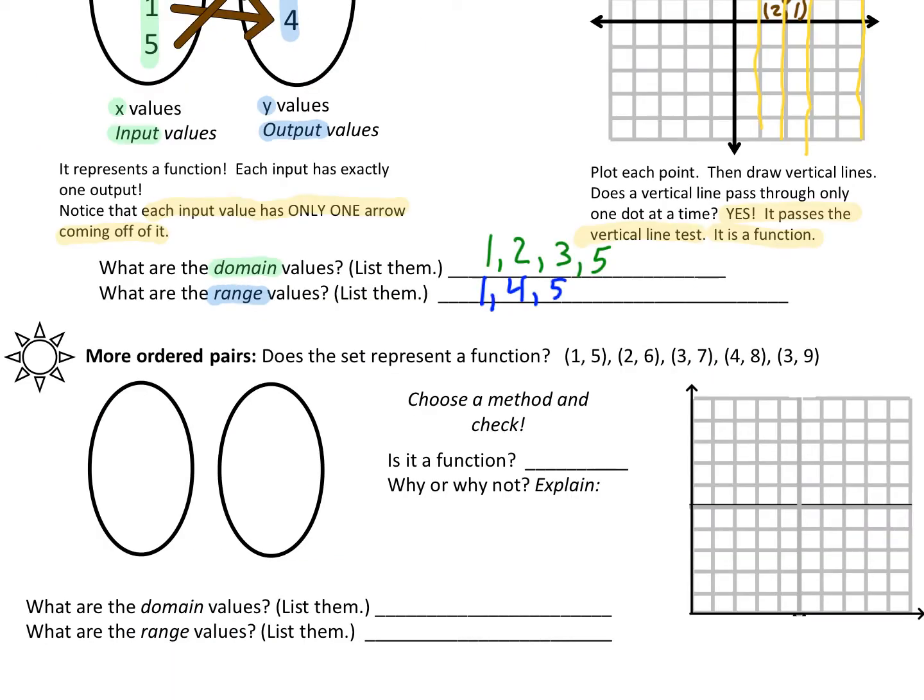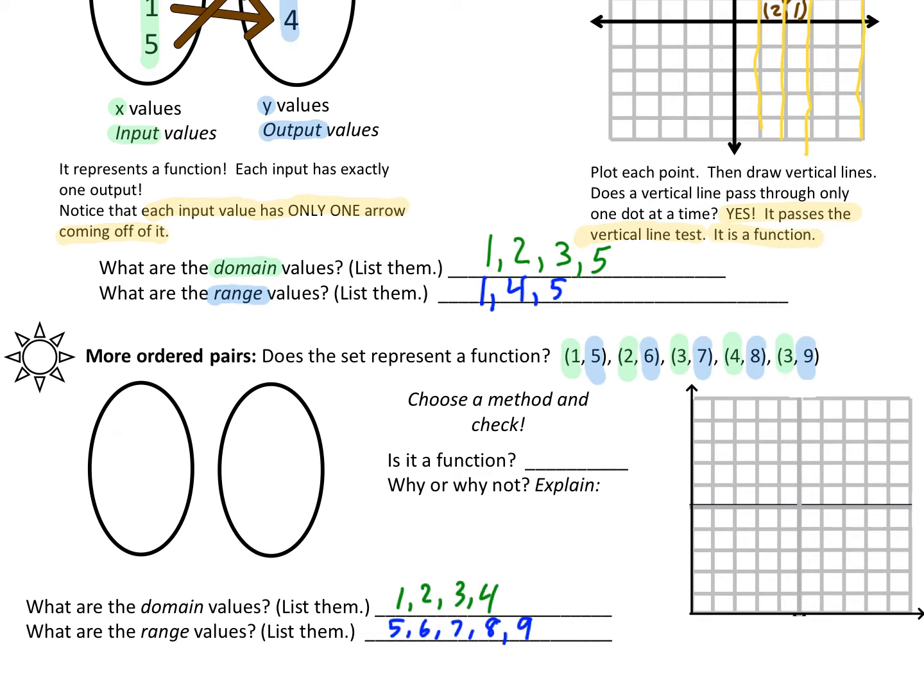Let's try another example. Does the set represent a function? So the points are (1, 5), (2, 6), (3, 7), (4, 8), and (3, 9). This means that our domain would be 1, 2, 3, 4. And our range would be 5, 6, 7, 8, 9. We can choose a method to check.